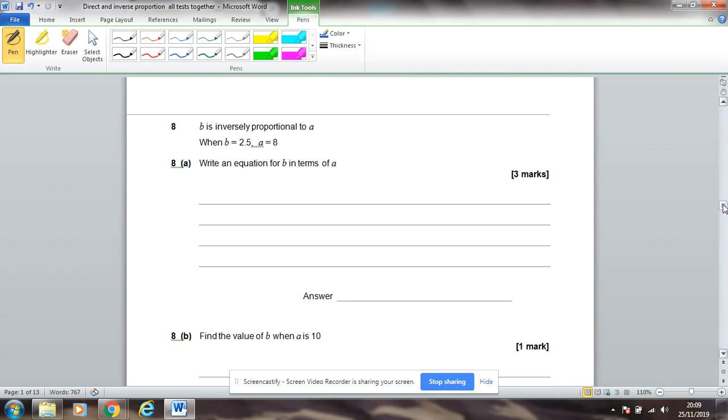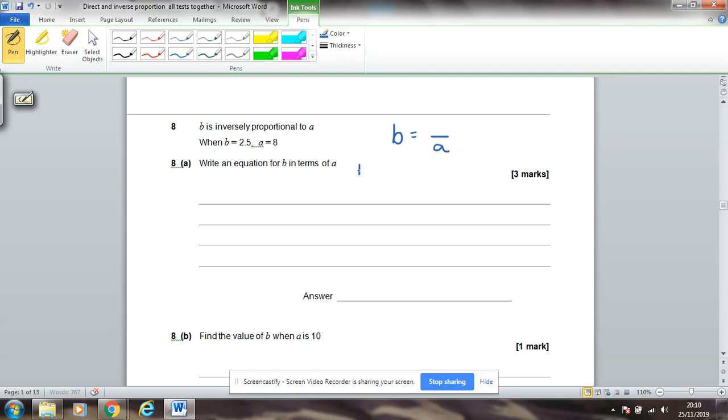Question 8b. B is inversely proportional to A. Write an equation. So you're just going to have to spot that the equation is going to end up looking like that with inversely. It's because direct proportion is just B equals something times A. This one, because it's inverse, it's got to be 1 over.